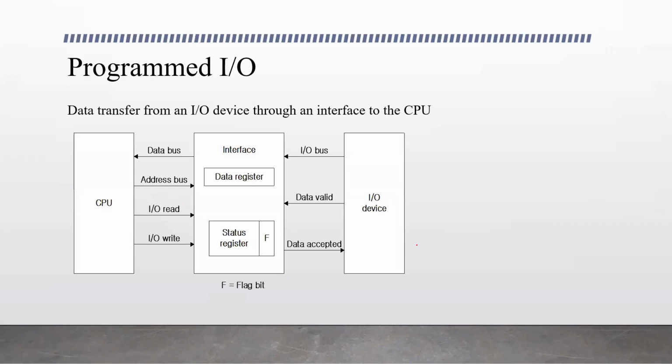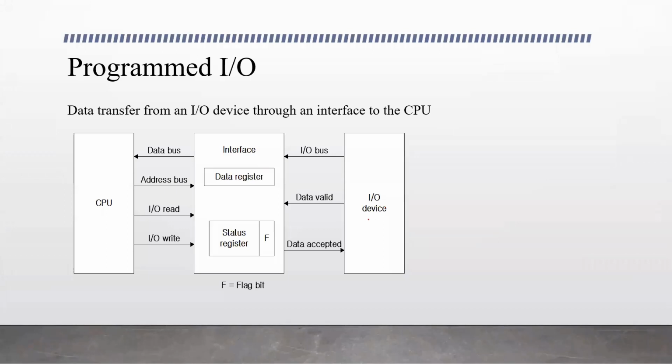So here we have the first mode of transfer, programmed IO. The input-output transfer is initiated by the instruction. Here this shows an example of data transfer from an IO device through an interface to the CPU.